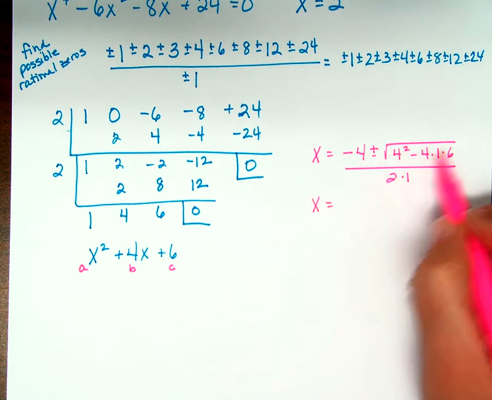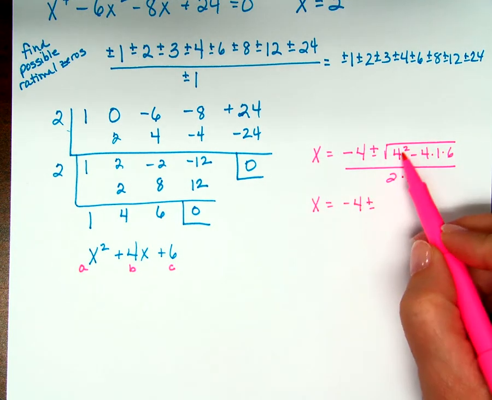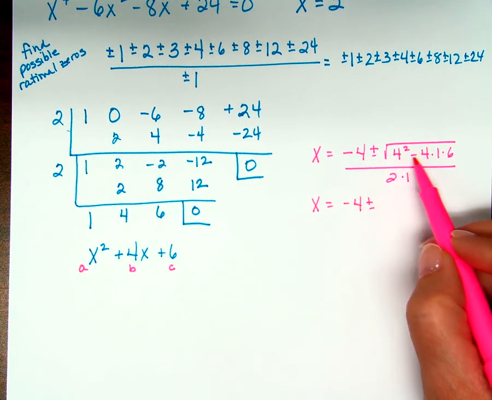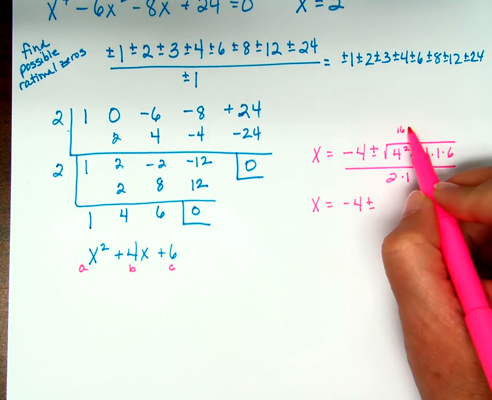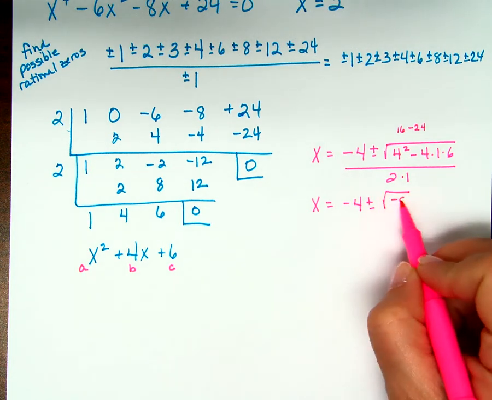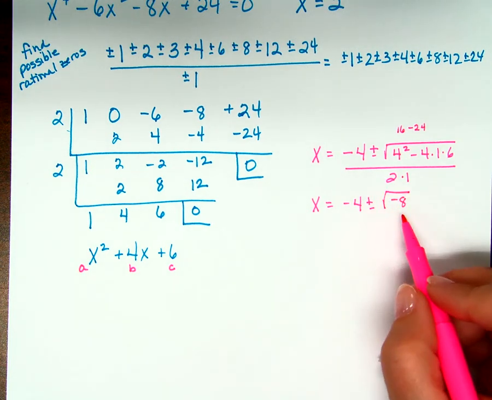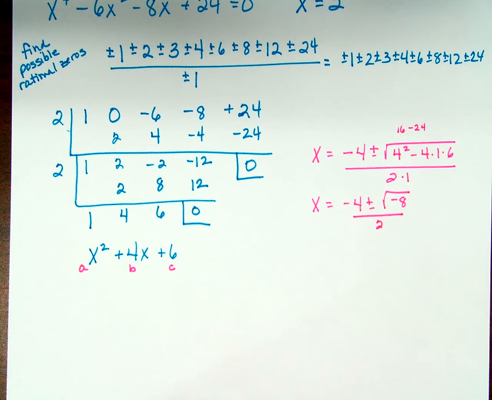So I'm going to simplify this. Negative 4 plus or minus, let's see, 4 times 4 is 16. 16 minus 24 is what? 16 minus 24? It's negative 8. Ah, see, there's where my irrational number comes from, right? I got a negative underneath the square root sign. Do you know the square root of negative 8?